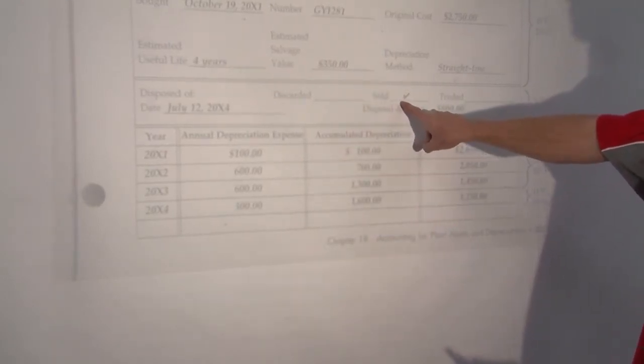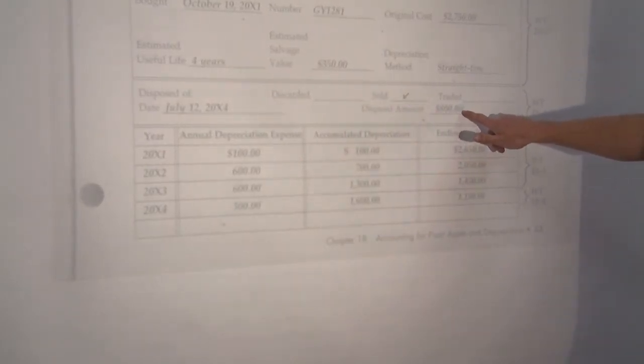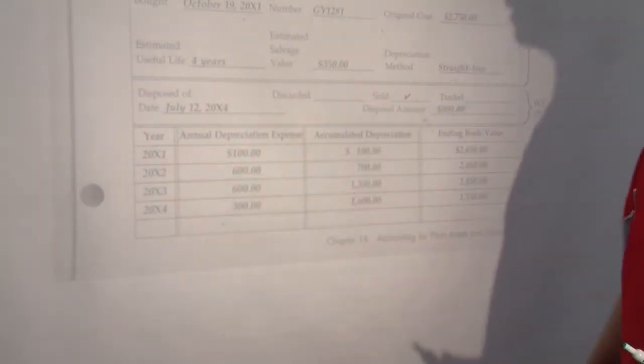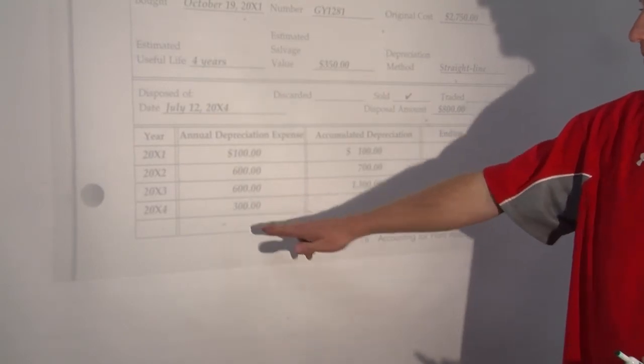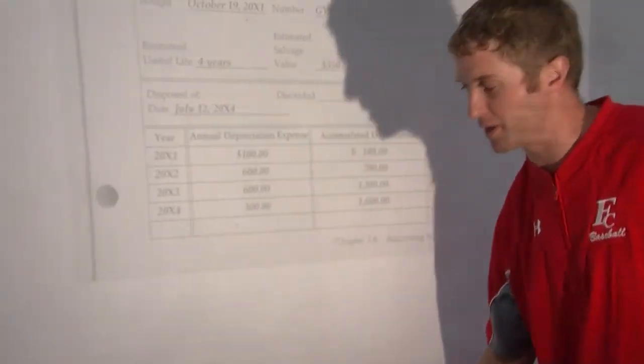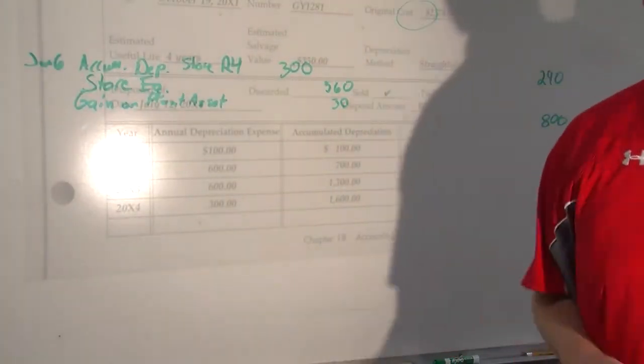Okay, you need to mark here that we sold it for $800. Okay, on July 12th. On year 4. Okay, we sold it for, we can depreciate it $300 more. $1,600 is the number we need. I got students coming in here for study hall, so I'm going to finish this. Okay.